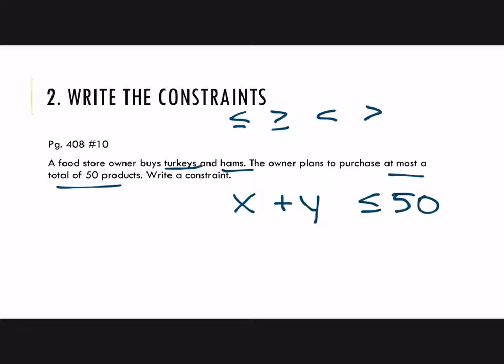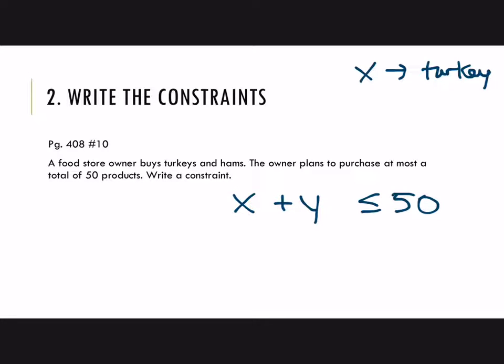Somewhere in this problem, before I even got to this point, I would already have made a key, and in that key I would have said which is which. So x is maybe turkey, y represents ham.